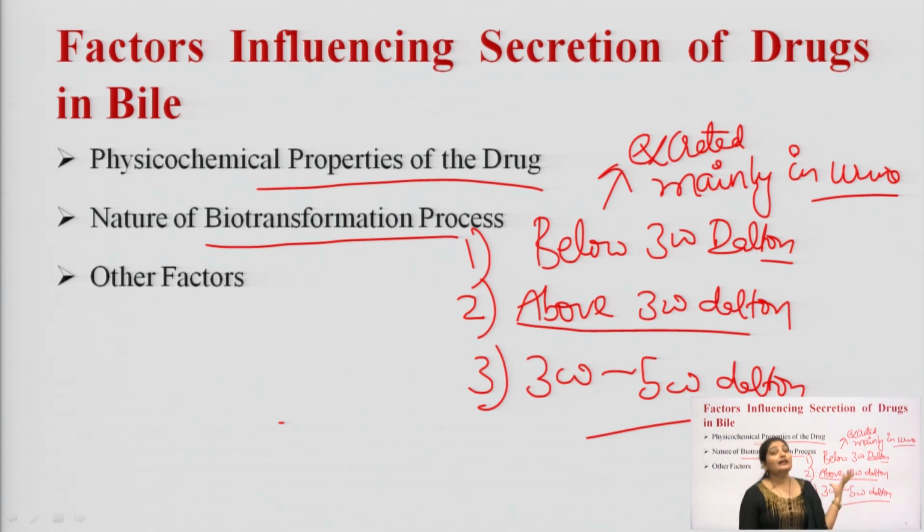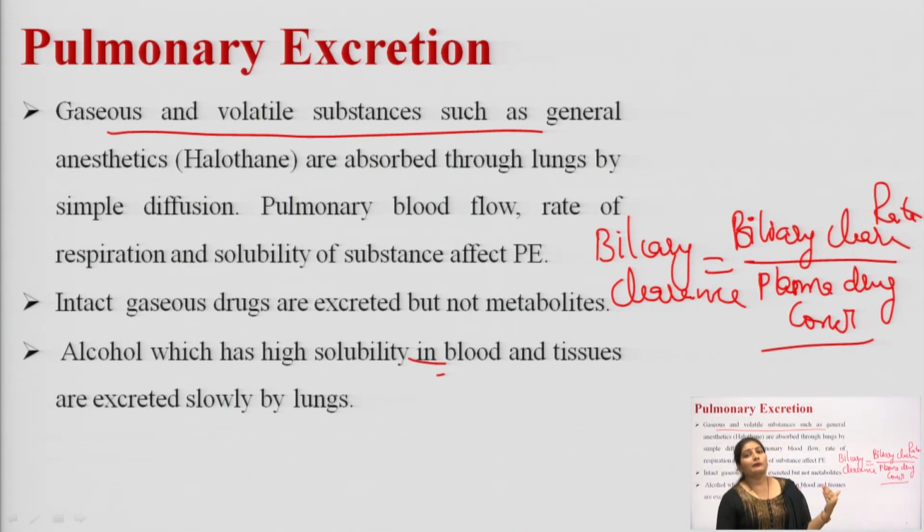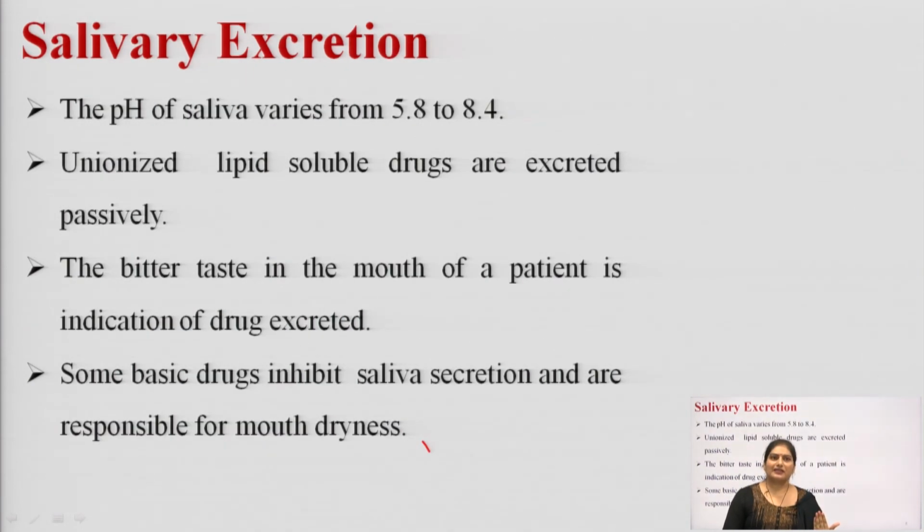Okay. Next is the nature of the biotransformation process. Nature of biotransformation process can also affect the biliary excretion. If a drug is highly lipophilic, then it can undergo the biliary excretion process. Some other factors can also be there, for example, the gender, species, and strain difference; these can also affect the biliary excretion. Another type of excretion is the pulmonary excretion that takes place with the help of lungs, and gaseous substances, volatile substances or alcoholic substances can easily be excreted out with the help of lungs.